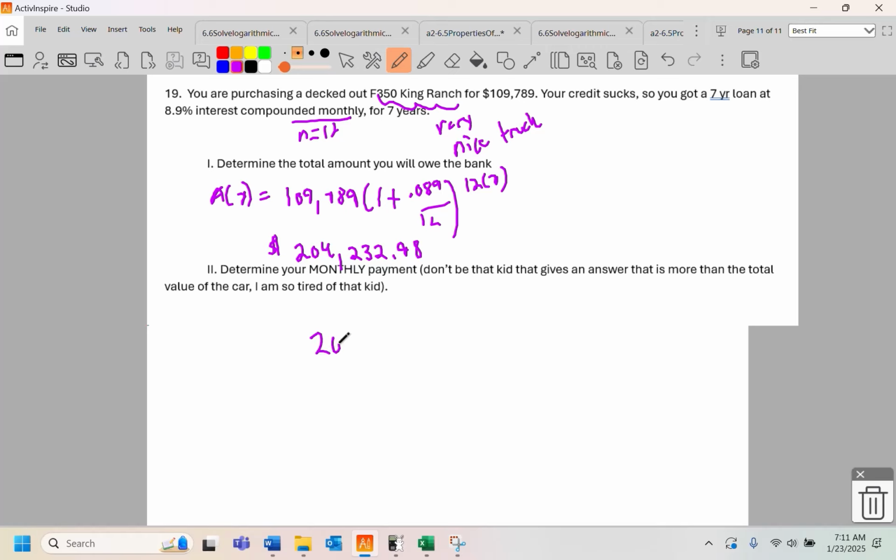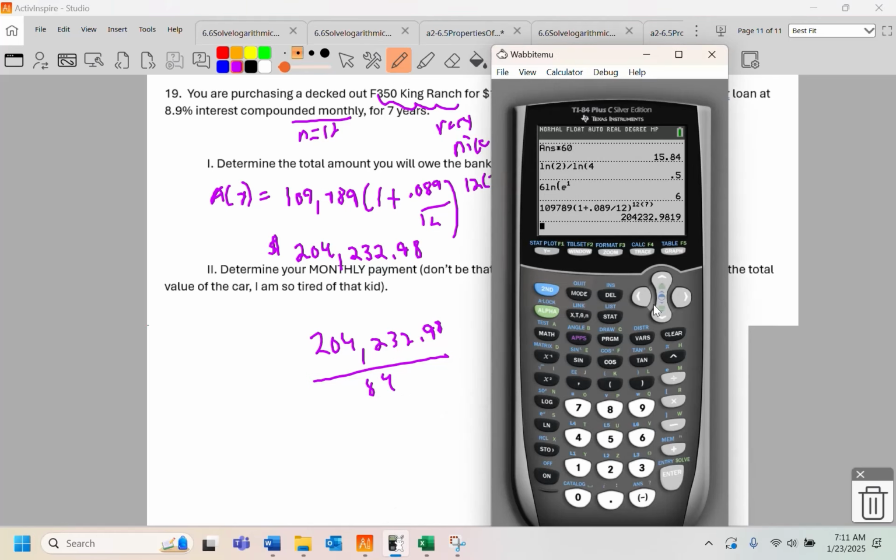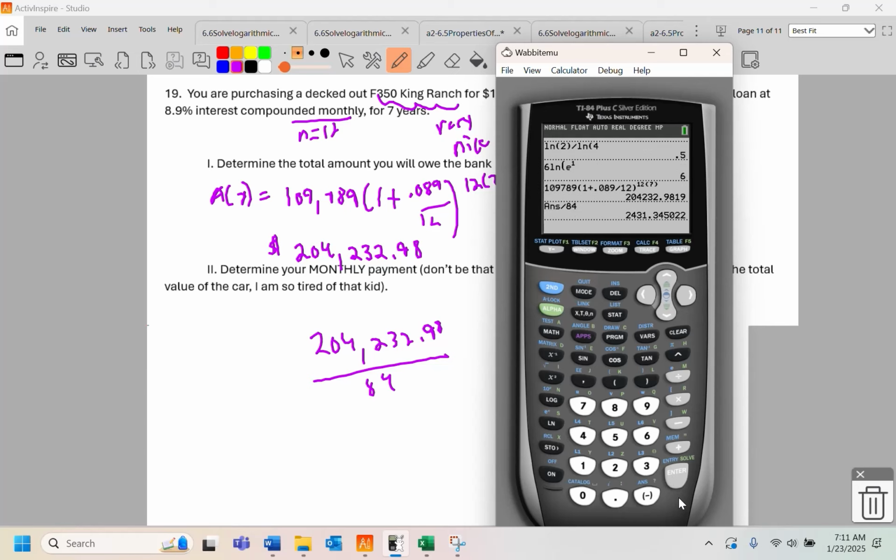Now, you're going to figure out your monthly payment by realizing that it's a 7-year loan and it's a monthly payment. So 7 times 12 is 84. By dividing that thing by 84. By the way, look at how much interest you paid. You paid almost $100,000 in interest. Anyways, divided by 84, 24, 31, 35.